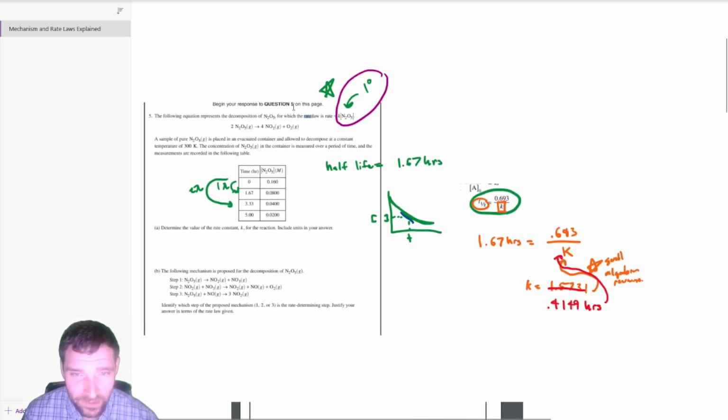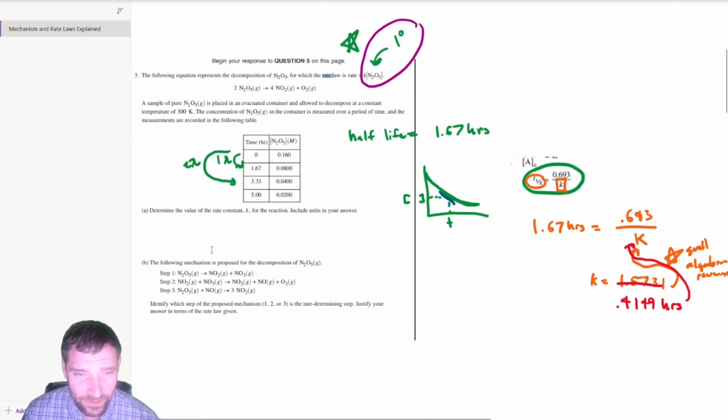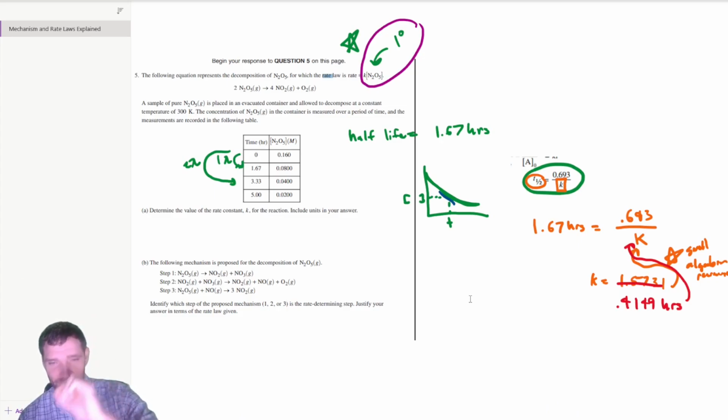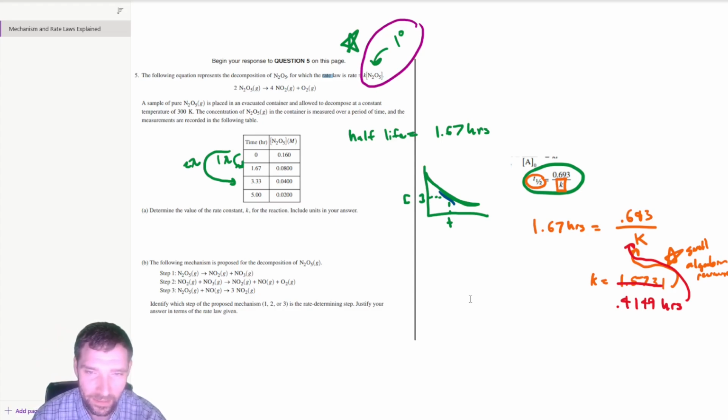So if you have a question like this and you're trying to figure out what mechanism makes sense, I do have a different video on actually writing out different rate laws when the slow step is the second or third step. And this is basically that idea. So we're trying to look at this and think about when would be the slow step. And there's a couple different steps here.